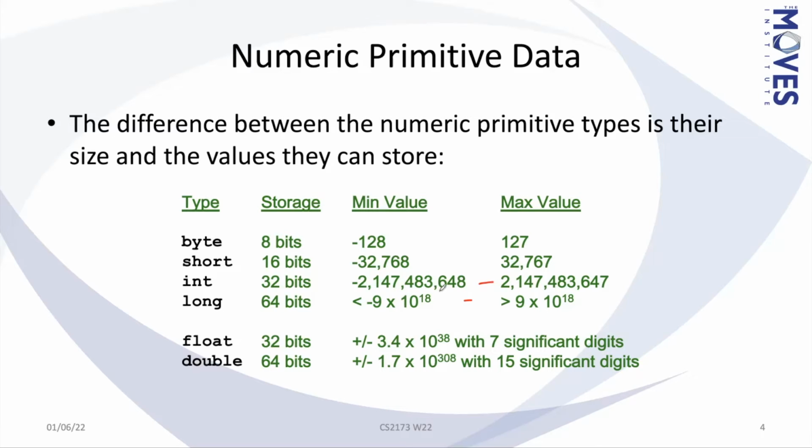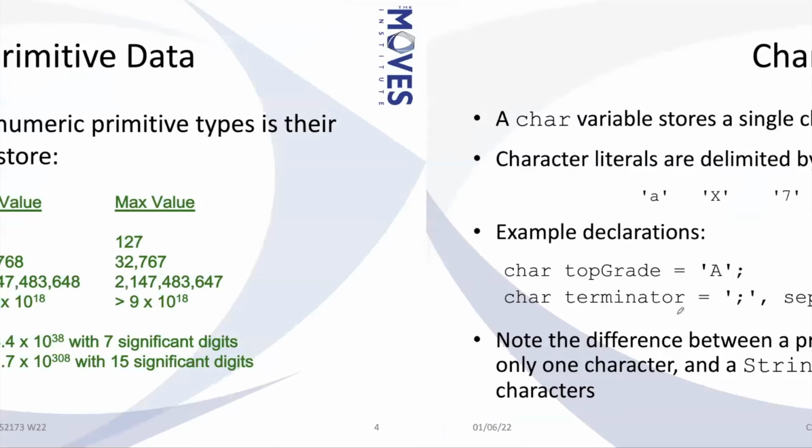You're not responsible for knowing what these values are. What you should know is that these values exist. That is, on the computer, you can't represent just arbitrary things. However, with a double, 1.7 times 10 to the 308 is a pretty big number. So that will handle most of your things.